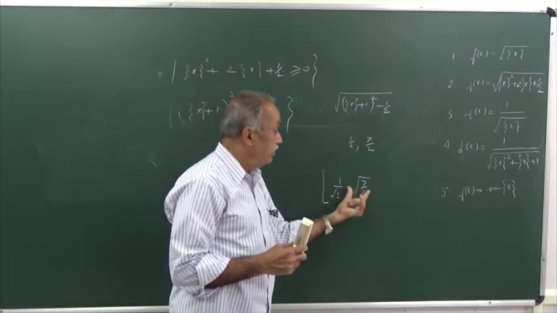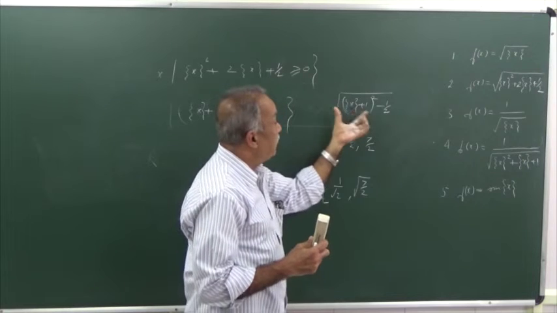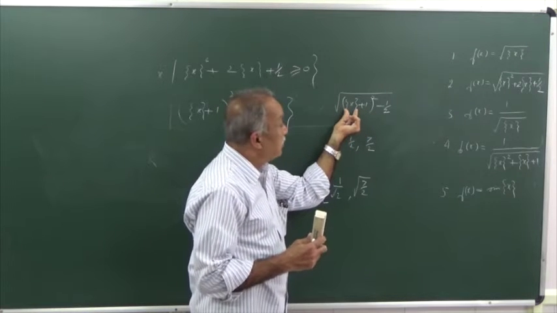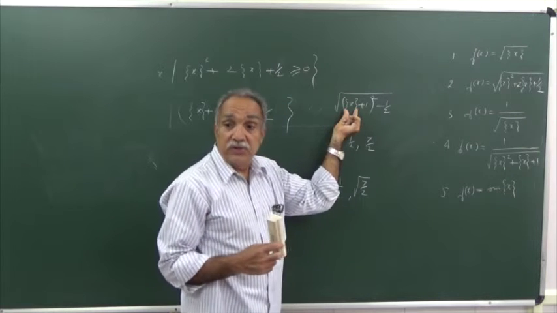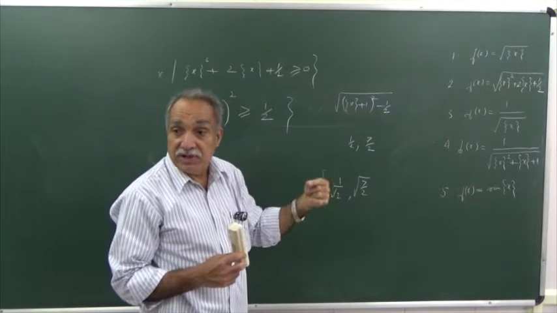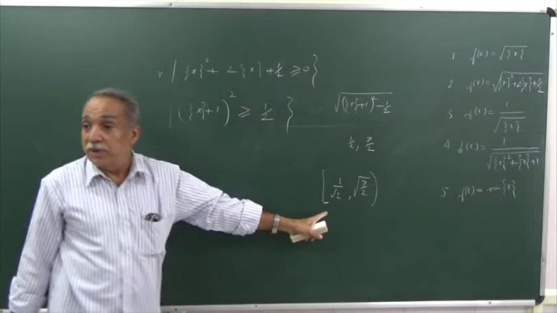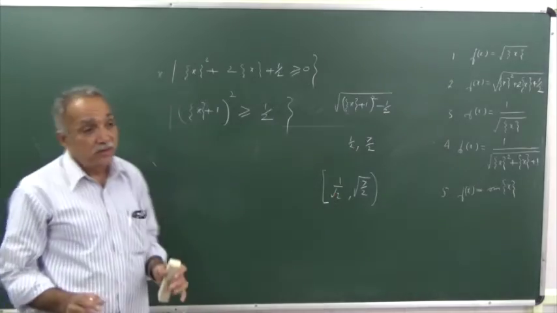To have the value of the function equal to this much, this must be 7 by 2. That means this must be 4. That means this must be 2. That means this must be 1, not reachable. Fractional part of any number is always less than 1, strictly less than 1. So range becomes this half open interval, closed at the left hand point, open at the right hand point. Fine.